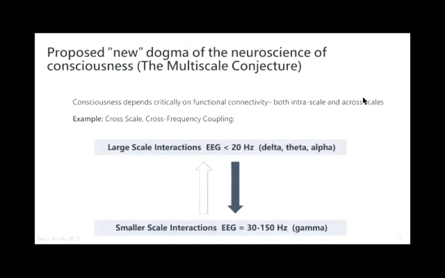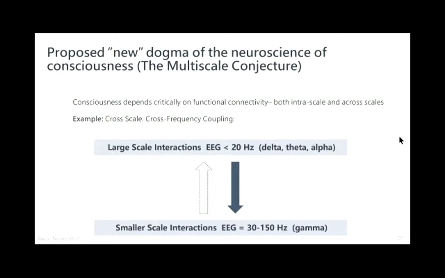So this is a proposed new dogma of neuroscience, of the neuroscience of consciousness, which I call the multiscale conjecture. Well, the word new here is somewhat tongue in cheek. I'm not claiming that this originates with me, but it's new in the sense that it is presented here. So consciousness depends critically on functional connectivity, both interscale and across scales.